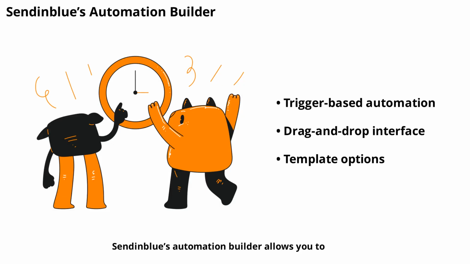Sendinblue's automation builder allows you to create sequences based on triggers like signups, email opens, or link clicks. The drag and drop interface makes it easy to add steps and actions, so you can build complex workflows without any coding. Sendinblue also offers templates for common scenarios, helping you get started quickly. The visual layout makes it easy to see and adjust your sequences as needed.